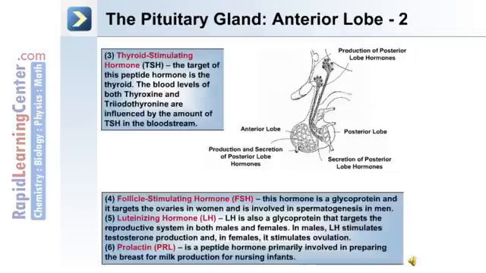The sixth hormone is prolactin. This is a peptide hormone principally involved in preparing the breast for milk production for nursing infants.